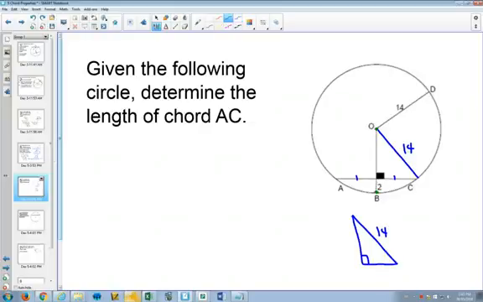From here to here, from here to here is 14 as well.